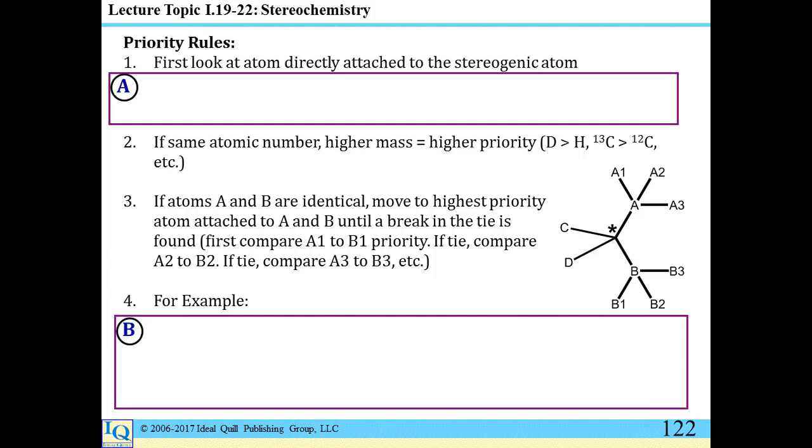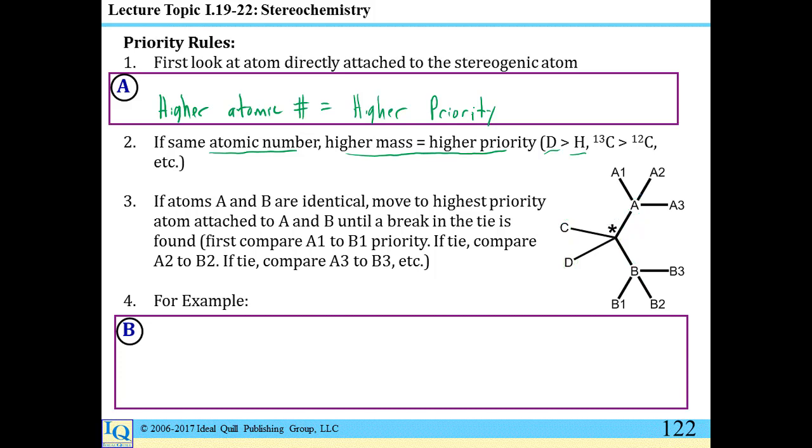In order to apply and learn how to use these R and S labels, we first need a system which will allow us to prioritize the different groups coming off of the chiral atoms. The first thing we check for is the atom directly attached to the chiral atom. When we compare A to B to C to D, for example, we prioritize them first in terms of the higher atomic number of that atom. The higher atomic number is a higher priority. Sometimes these will tie. In cases where this atomic number ties, the higher mass has the higher priority. For example, deuterium, which weighs 2, would have a higher priority than a proton, which weighs 1.